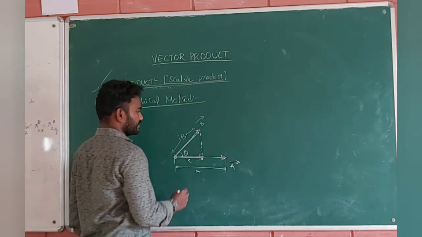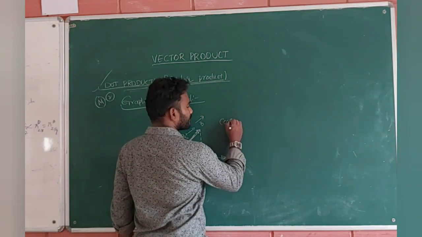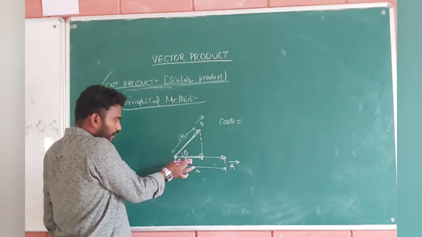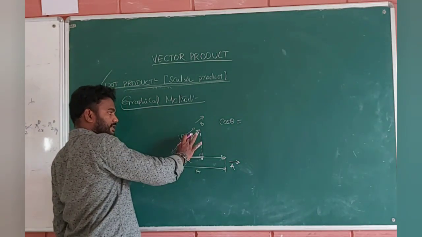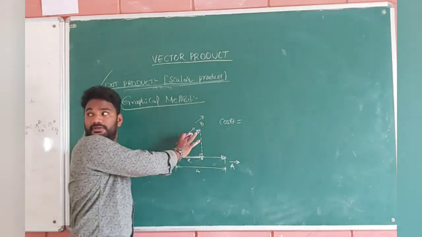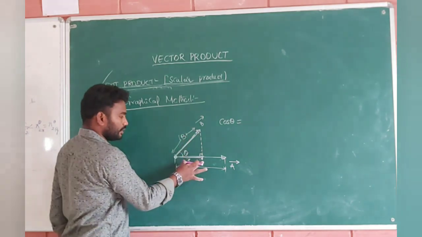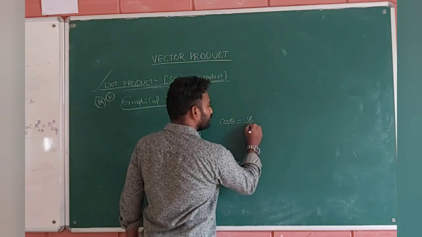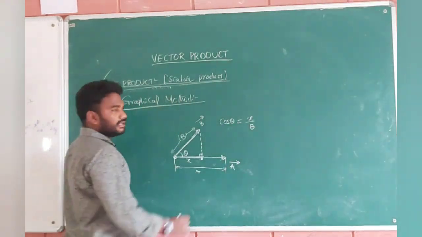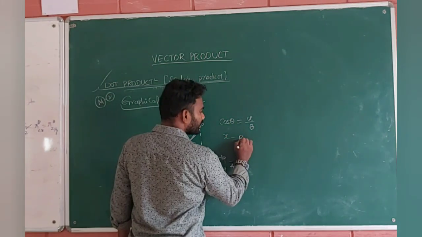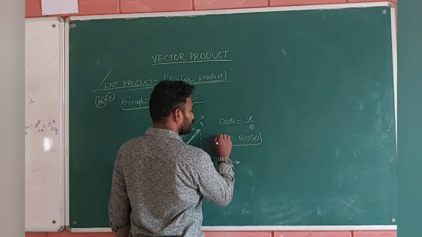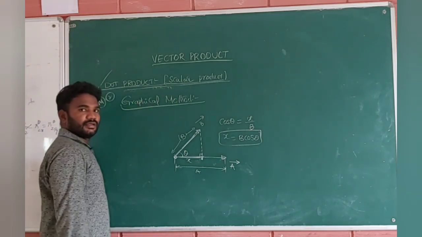If you want that X, you can use cos theta. Cos theta is equal to adjacent side by hypotenuse. Hypotenuse is B here. The length of this is B, as I already told you. So X by B you can write as cos theta. If you cross multiply this, X is equal to B cos theta. You can find X is equal to B cos theta.